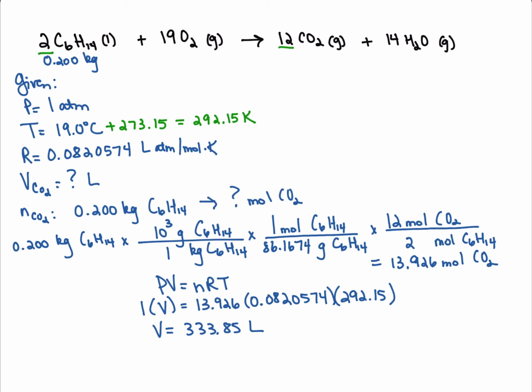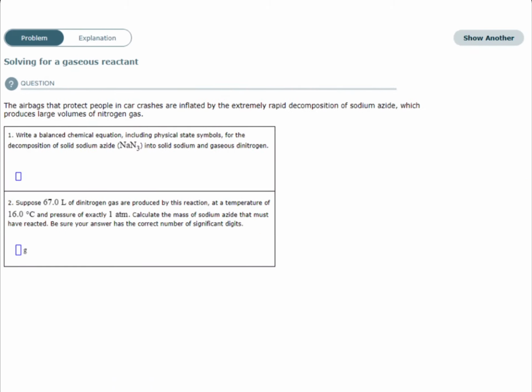I look at my given information and I have 0.200 kilograms of hexane. That's 3 sig figs, so my final answer needs to have 3 sig figs. So 334 liters is my final answer. Let's take a look at another example.